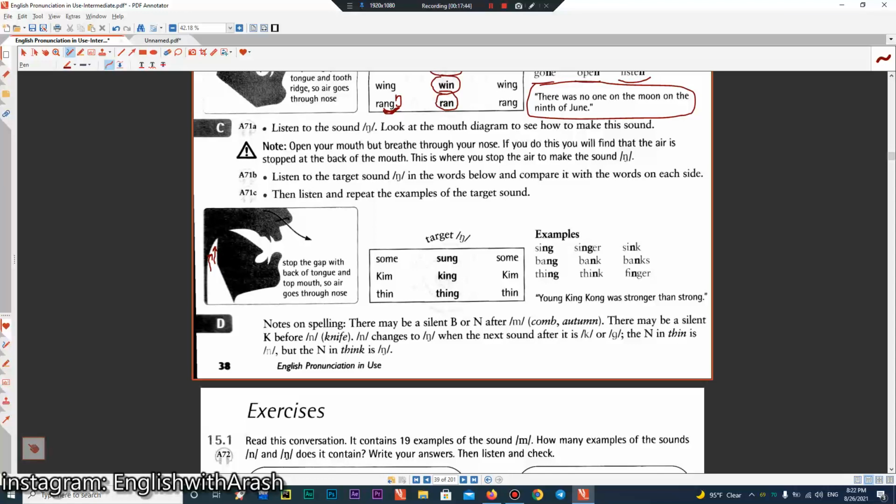So I was reconnecting. Listen again. 1A. A71B.